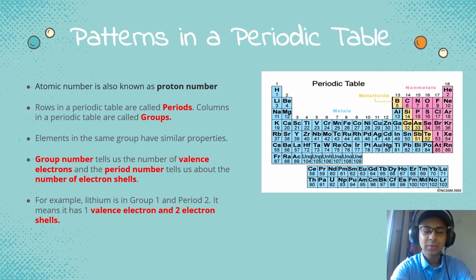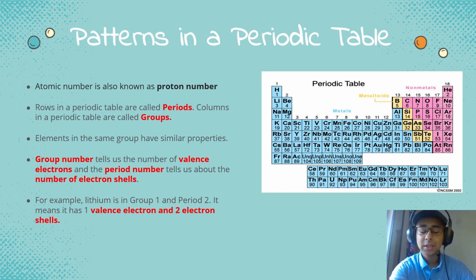Now, let us look at two important terms we use in a periodic table, and they are periods and groups. Periods are the horizontal rows in a periodic table, while groups are the vertical columns in a periodic table. Elements in the same group have similar properties. For example, lithium, sodium, and potassium are in group number 1, so they will exhibit similar properties.